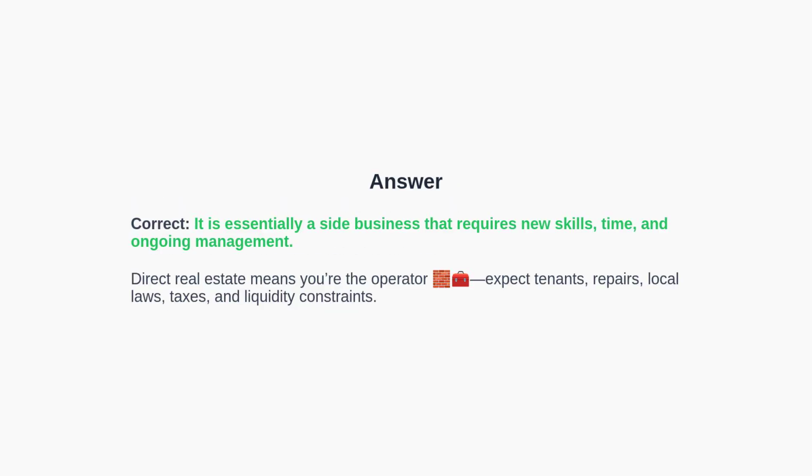The correct answer is the statement that direct rental property ownership is essentially a side business requiring new skills, time, and ongoing management. This includes handling tenants, repairs, local regulations, taxes, and liquidity constraints. This comparison underscores why REITs can be a more efficient choice for investors who want real estate exposure without operational complexity. Next, we will consolidate the key points.